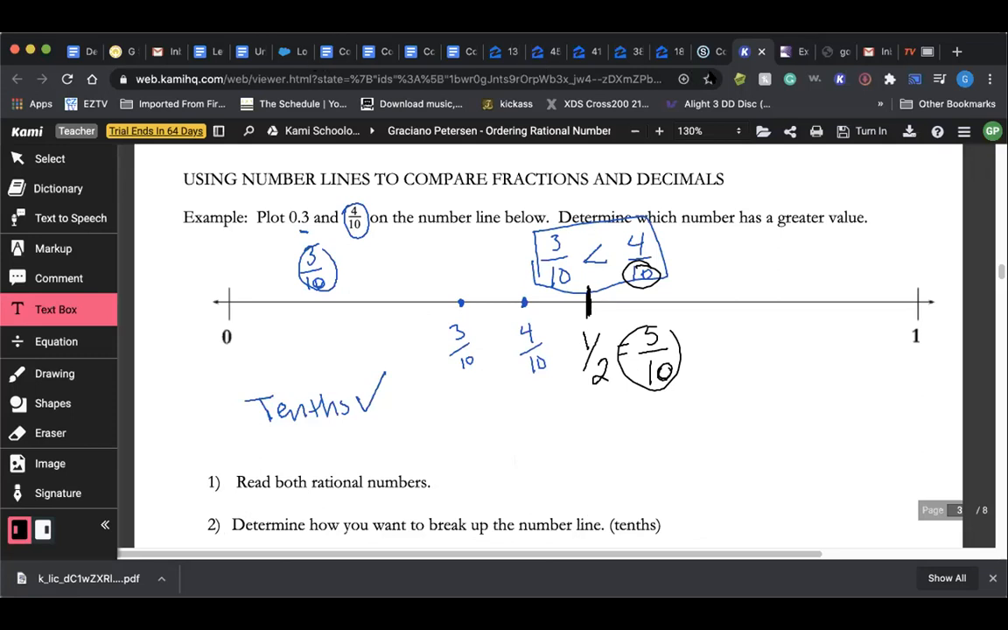So let me erase this and move up my notes a little bit.